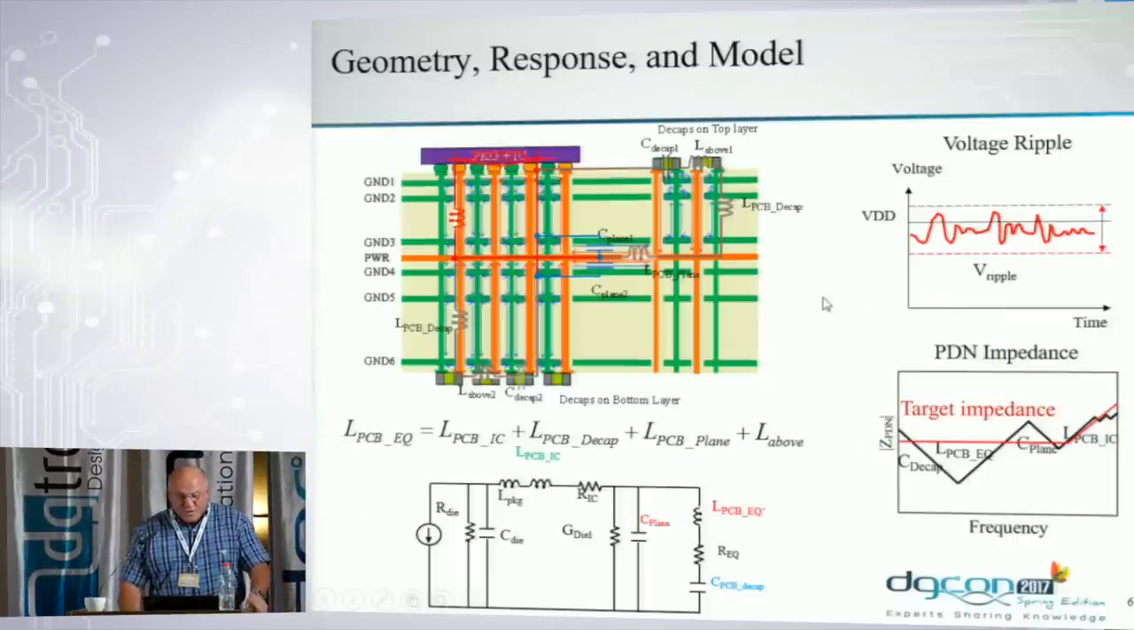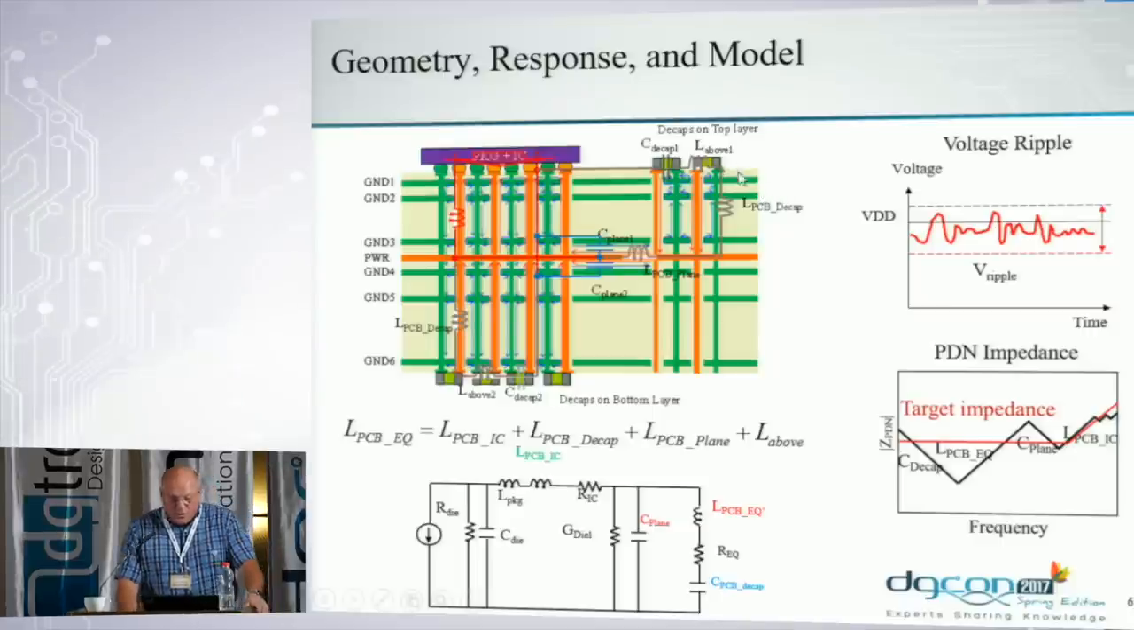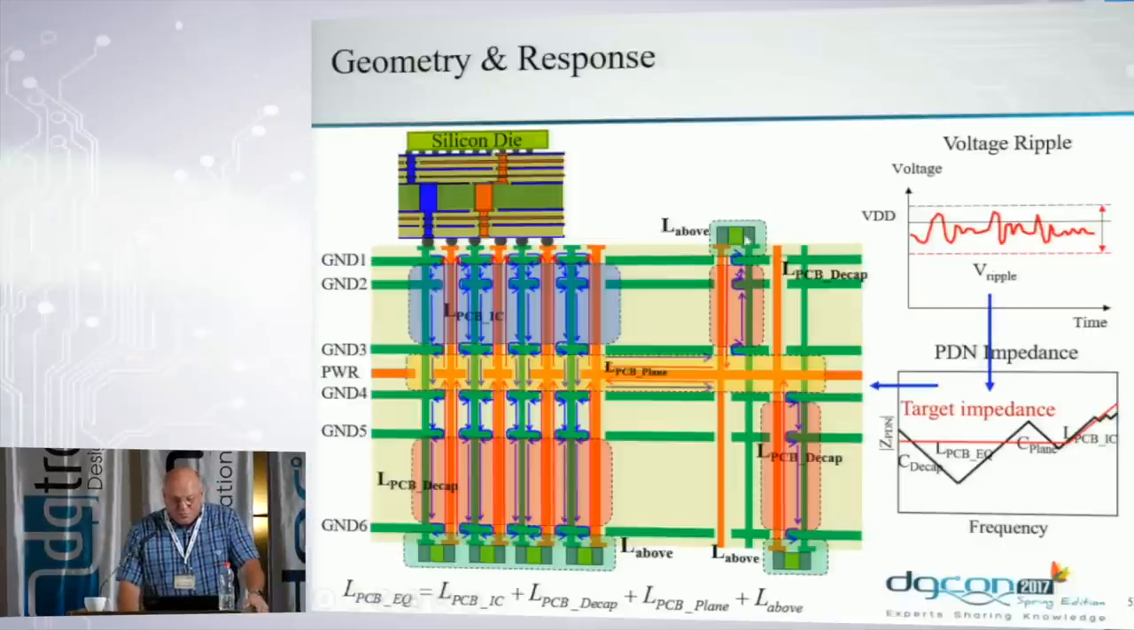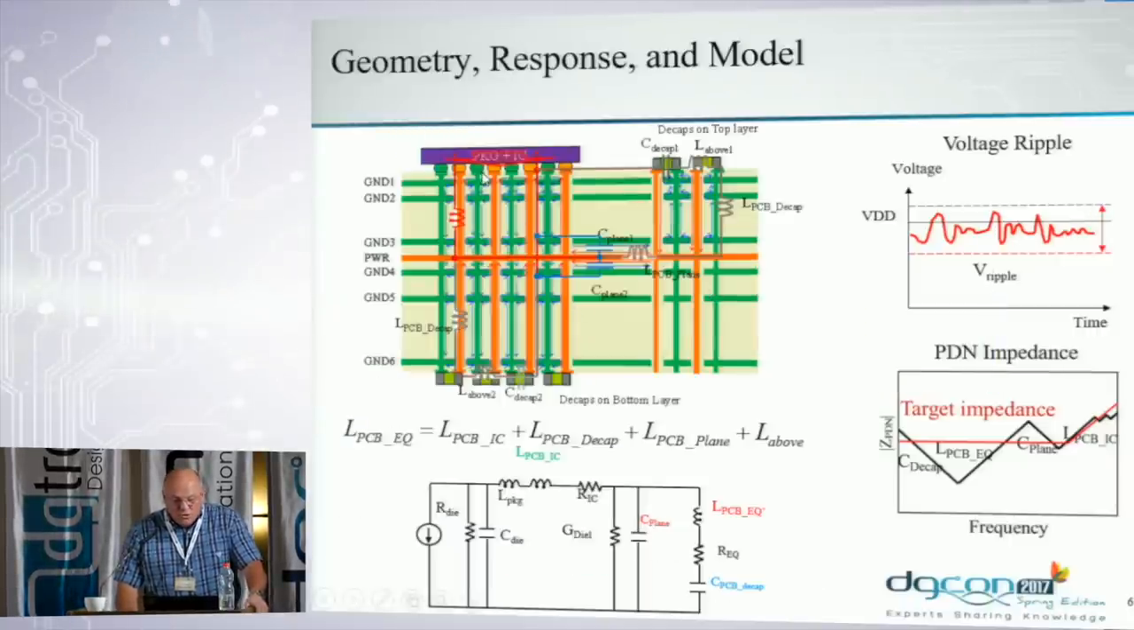Okay? All right, so basically what we want to do here is calculate each piece of this inductance, and then construct an equivalent circuit model. This equivalent circuit model, this thing down here, is exactly what I have up here, with the exception that the package and the die are added.